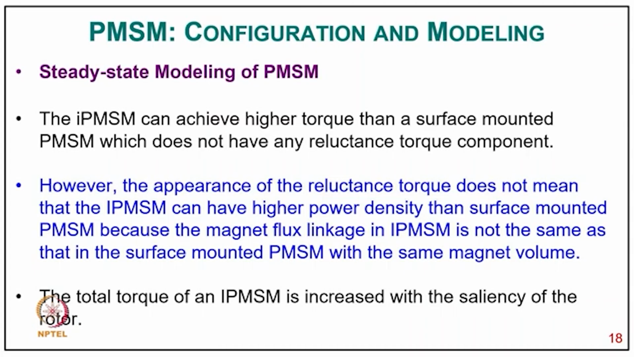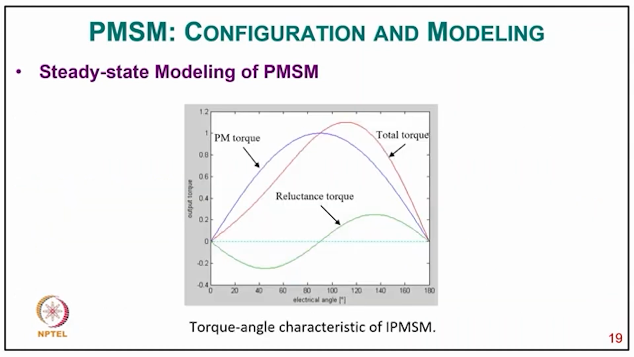However, the appearance of reluctance torque does not mean that the IPSM can have a higher power density than the surface mounted PMSM, because the magnet flux linkage in IPSM is not the same as that in the surface mounted PMSM with the same magnet volume. So total torque of IPSM is increased with the saliency of the rotor. You can clearly see the torque angle versus power characteristic in IPSM. So you have reluctance torque, you have PM torque, and then you have the addition of the two with the red color line.